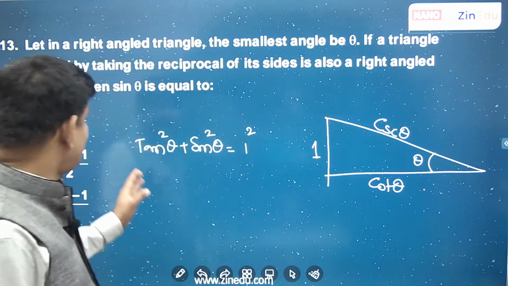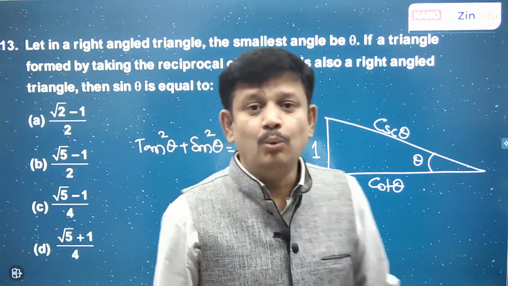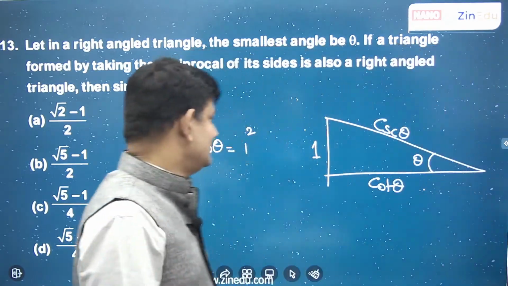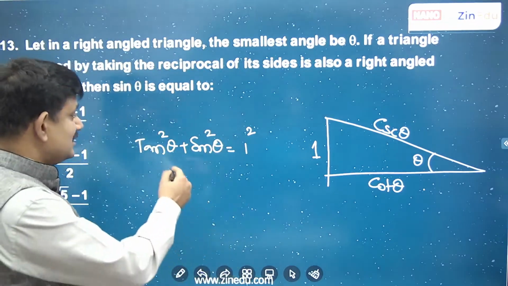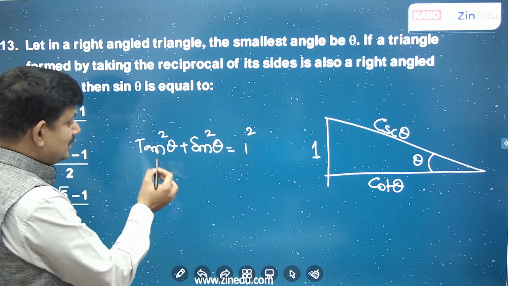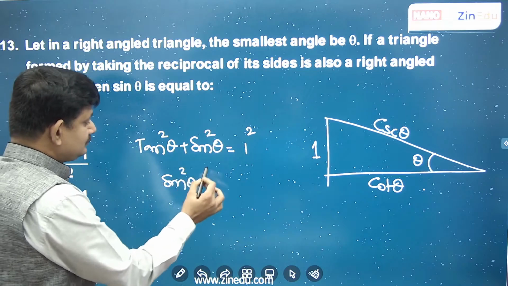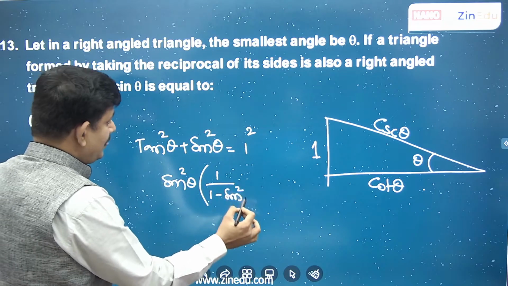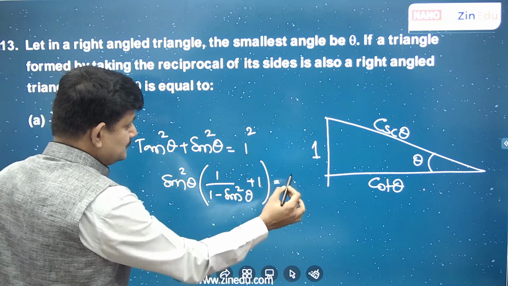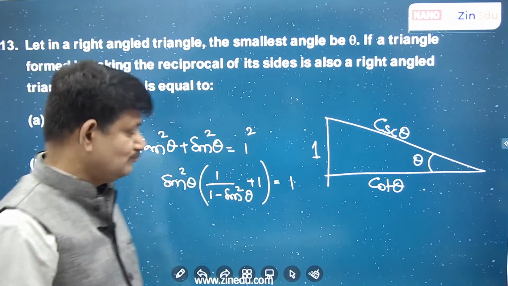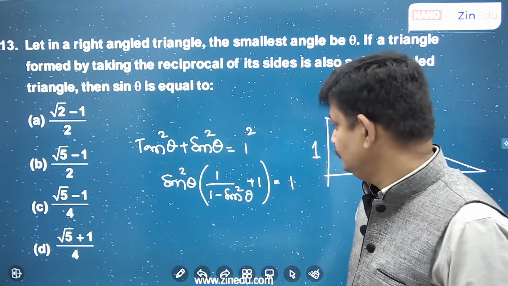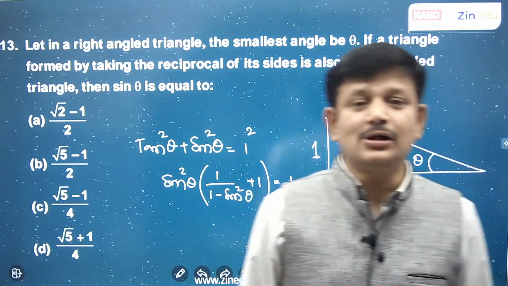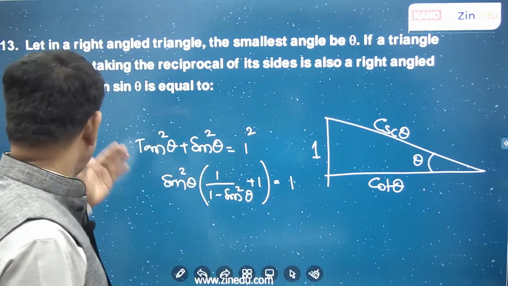So, what is the equation given? Use Pythagoras theorem: tan square theta plus sin square theta is equal to 1. Simple equation. So from this you have to find the value of sin square theta. This gets converted into a quadratic in sin square theta. You can take 1 by cos square theta common, and write it as 1 minus sin square theta plus 1. Now you can see a quadratic in terms of sin square theta. Solve the quadratic and get the value of sin square theta, thereby the sin theta value.